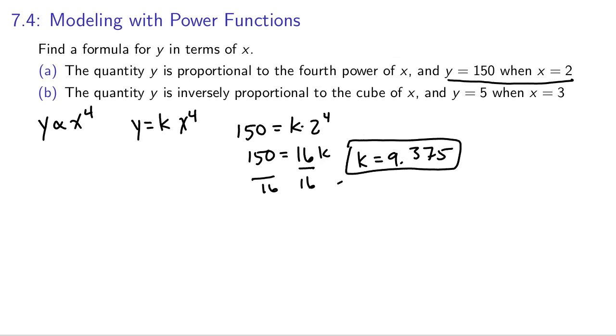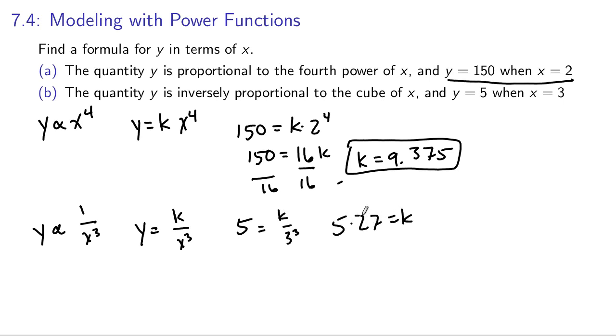Part B, the quantity y is inversely proportional to the cube of x, and y is 5 when x is 3. So y equals some constant k over x cubed. So we need to find k. So we have 5 is k over 3 cubed. 3 cubed is 27. Multiplying by 27 on both sides, we get 5 times 27 is k, which is 135.